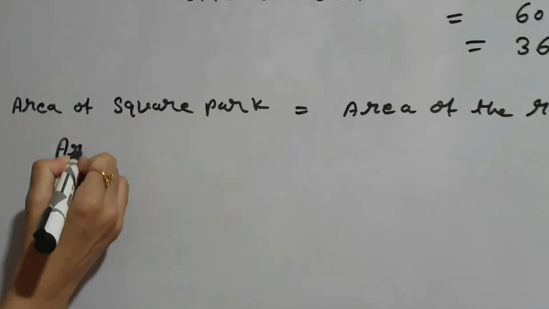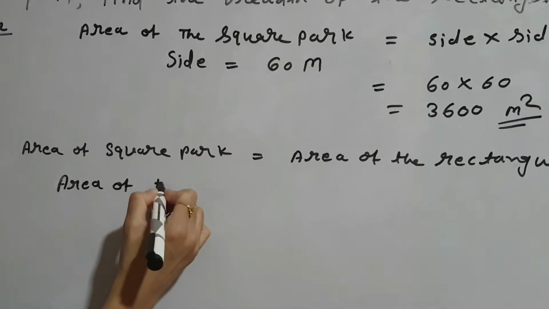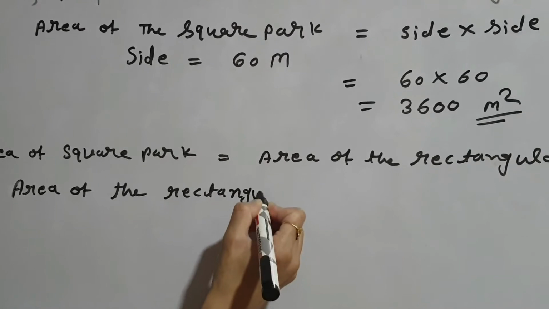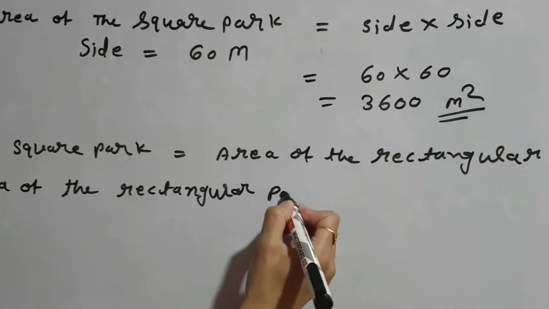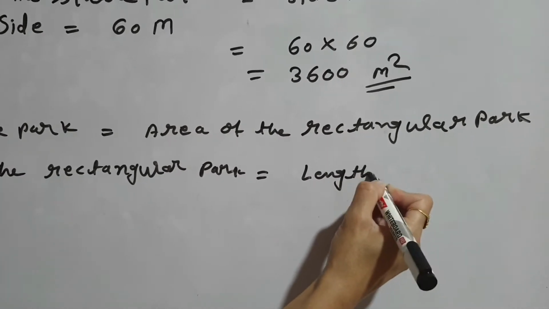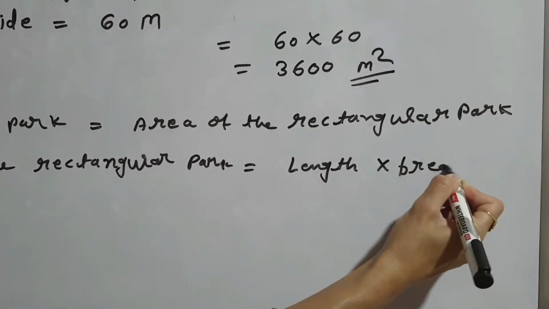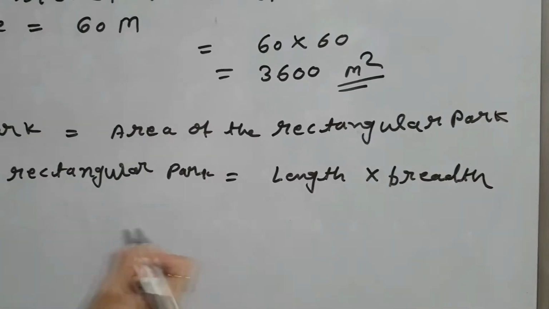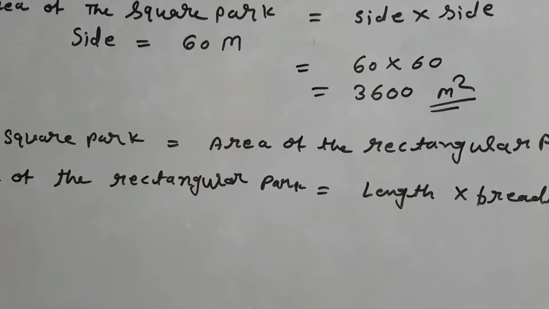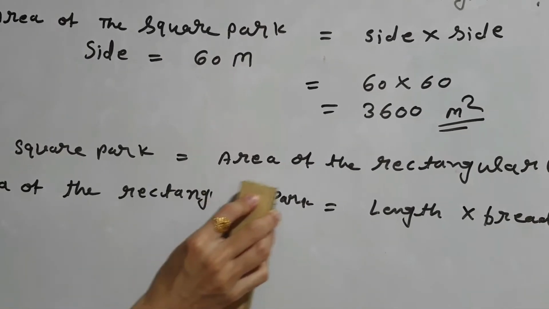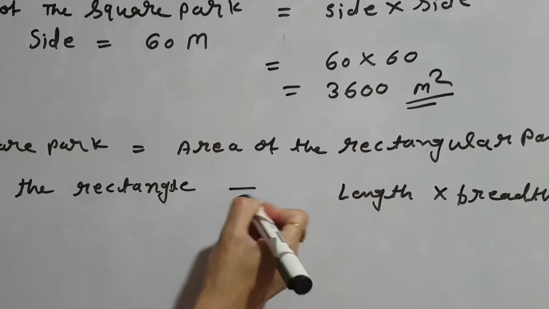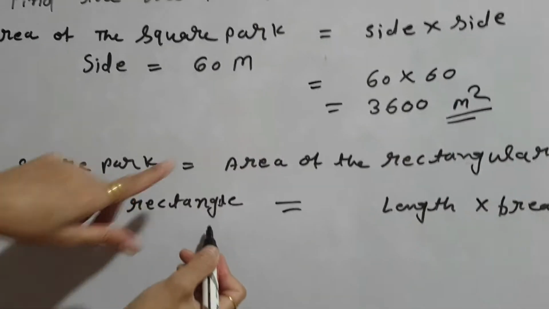Now area of the rectangular park equals length multiplied by breadth. You can also write area of the rectangle. You cannot write rectangular park, just rectangle. Also you can write only the formula. So area of rectangle.